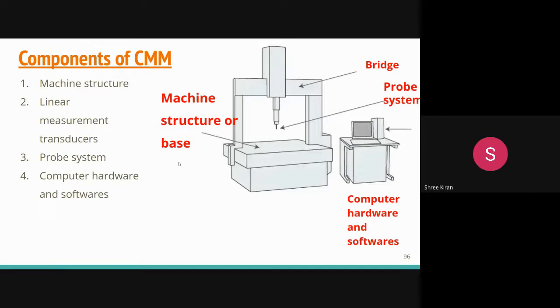Then we have the probe system, then linear measurement transducers. All these are required for the main parts of a CMM. So we can say the machine structure, or main structure. What happens in the case of a machine structure?